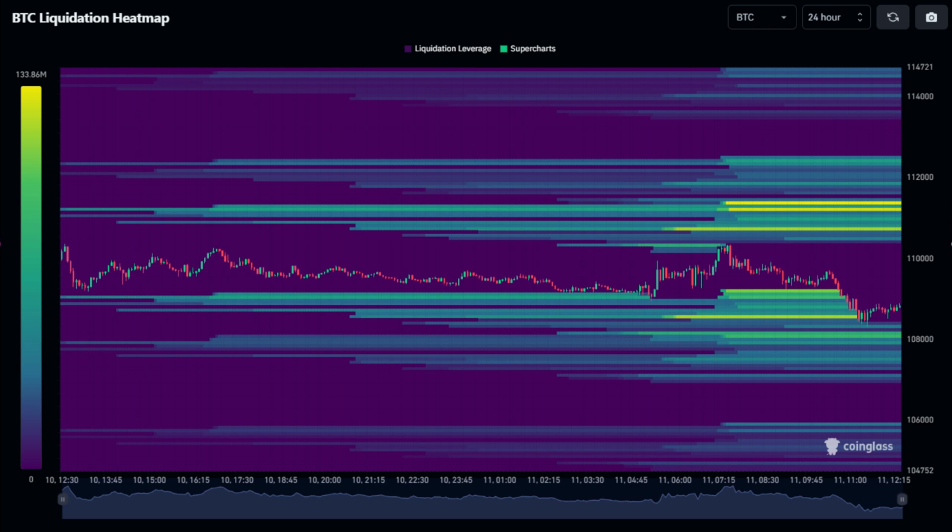First, check that liquidation leverage scale on the left again. On this older map, whoa, that max value is way higher. It says $216.2 million. Exactly. Compare that to the $133.8 million on the current map we just looked at. That's a massive difference. The total potential leverage showing up as dense clusters is much lower now.